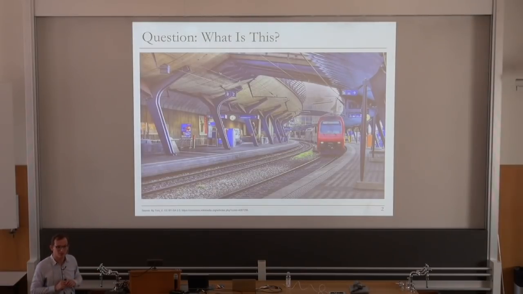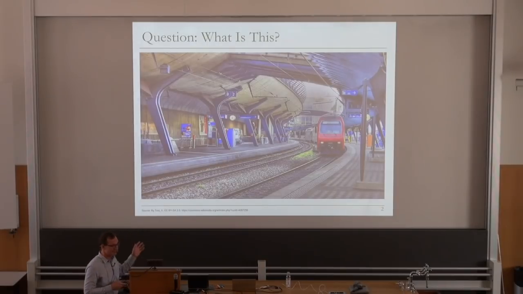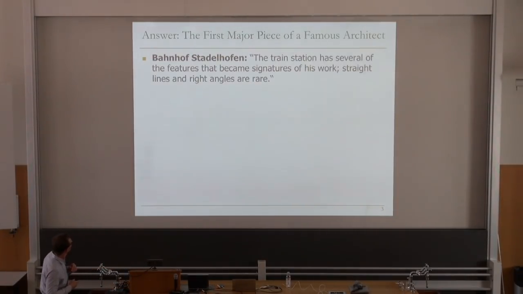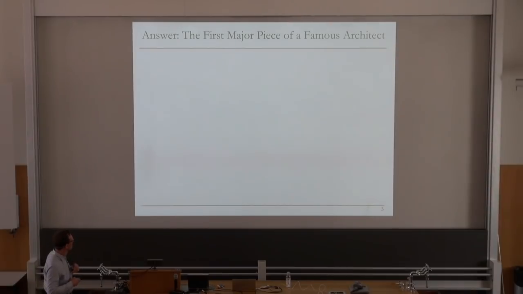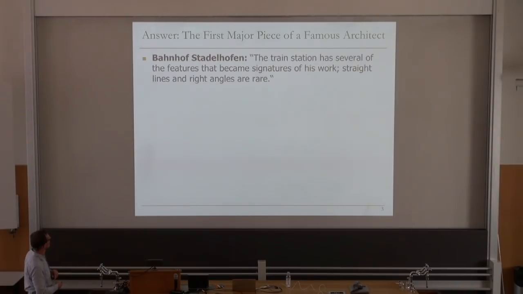it's one of the earliest works of an architect. Does anybody know who that architect is? Calatrava. Yes, Santiago Calatrava, who was actually this person. I'll tell about him, but he was actually an ETH alumnus in civil engineering, and this was the first big work that he was commissioned to do in Zurich, and then later on he became famous, of course. I'm not sure if he's building stuff in Zurich anymore, but he's definitely building very expensive stuff in the world. But this is the first major piece of a famous architect, and it's distinctive.